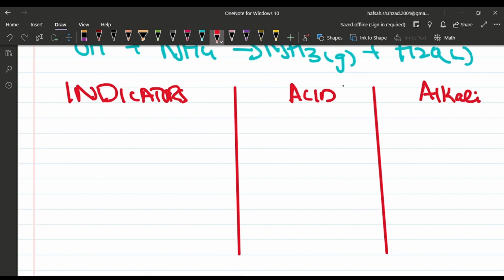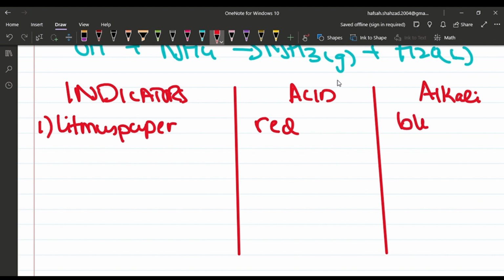So first off, indicator is our litmus paper that we already covered. Litmus gives red in acid and blue in alkali. Second off, we have the universal indicator. Universal indicator is the most commonly used indicator.